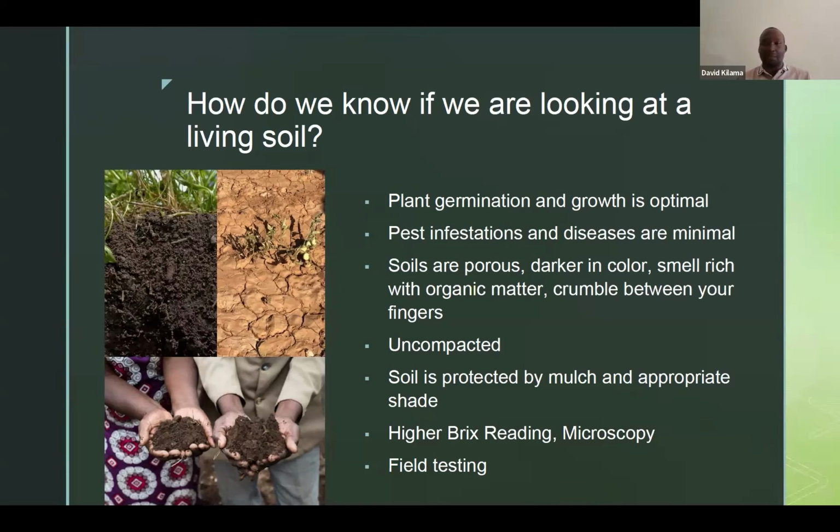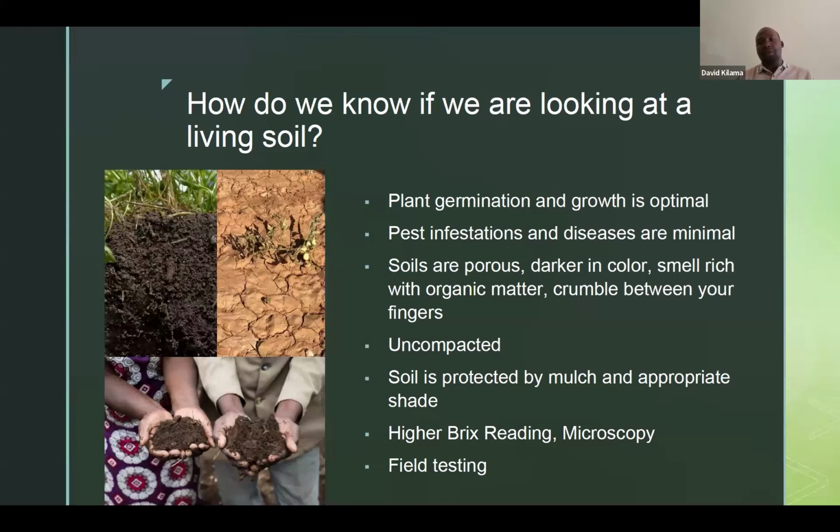Then the smell. Warren has been talking about the smell. I think it's one of the signs that will show you that organic matter is sufficient in your soil and that soil health is good. A good soil has a very good smell. It actually attracts you as a farmer in the field. Then crumbling between your fingers. These are some tests that you can do in the field. Your soil particles should be able to roll within your palm. If you squeeze it, it should not break easily or fall apart if you try to crumble it around your fingers.